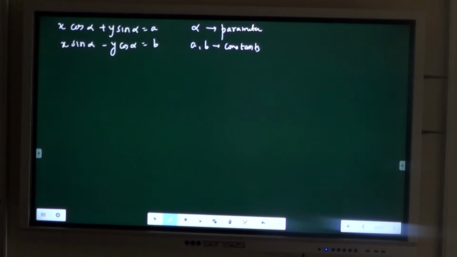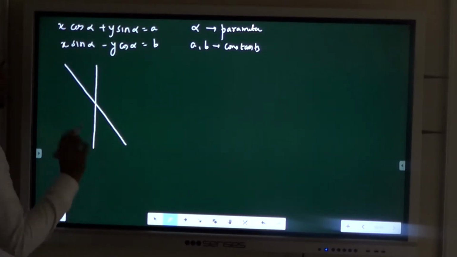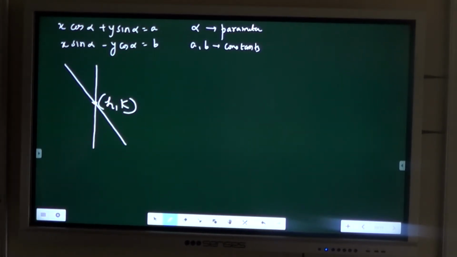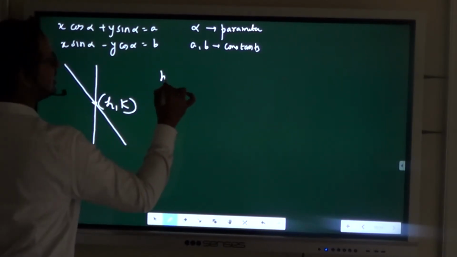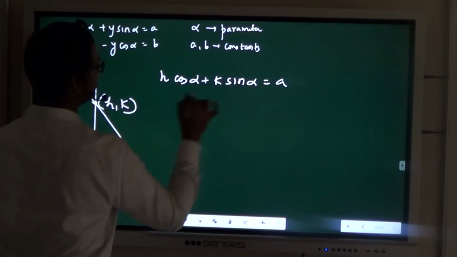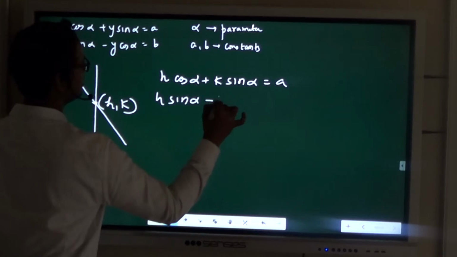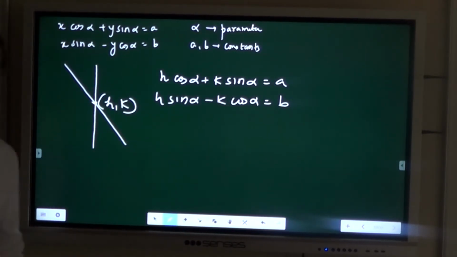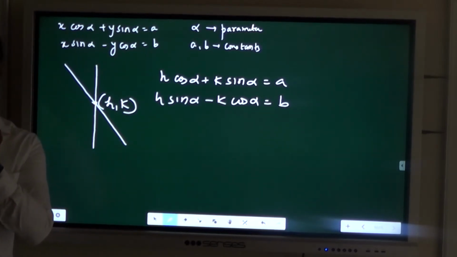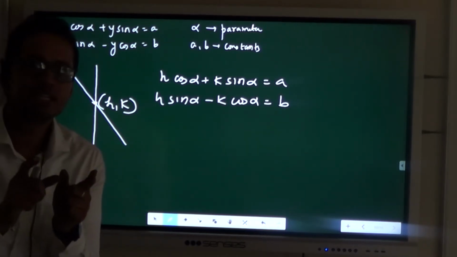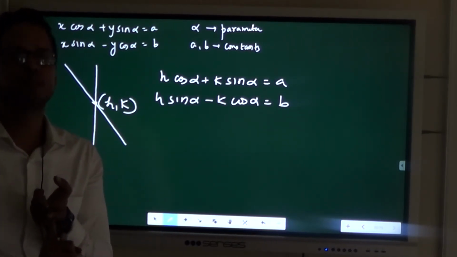If I go by a copybook approach, these are the two lines for this. Let's say I want to find the locus of the intersection point h comma k. So h and k would satisfy both the equations, yes or no? So h cos alpha plus k sin alpha equal to a, and h sin alpha minus k cos alpha is equal to b. Now remember, I have to strike a relation between h and k. At the end of the day, that is my target.